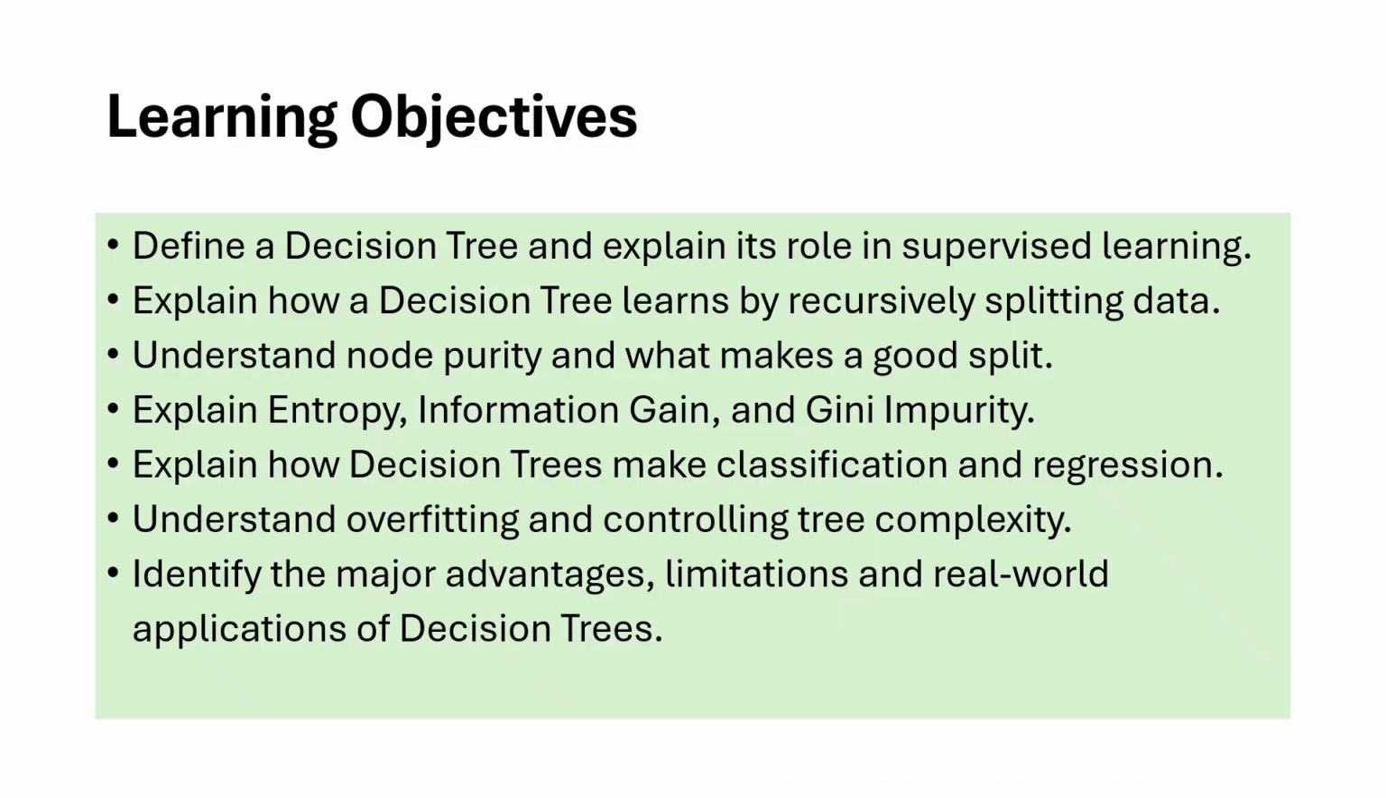Now, what are the learning objectives of this video? To define a decision tree and explain its role in supervised learning. Explain how a decision tree learns by recursively splitting data. Understand node purity and what makes a good split. Explain and understand entropy, information gain, and Gini impurity. How decision trees can be used for both classification and regression. How to understand overfitting and controlling of tree complexity, and then identify the major disadvantages, limitations, and real-world applications of decision trees.